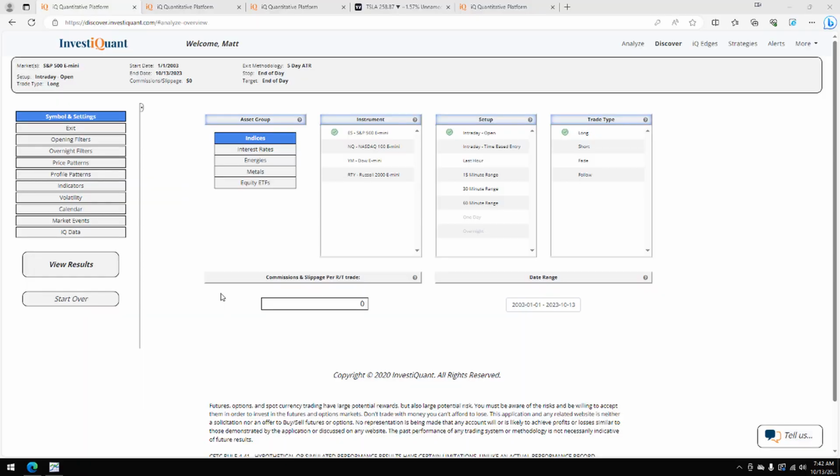Today is Friday, October the 13th, 2023. Yesterday, the markets looked like they wanted to go higher early on, but then failed and sold off hard, closing quite a bit lower than where we opened. And we have what's called a neutral extreme down day.